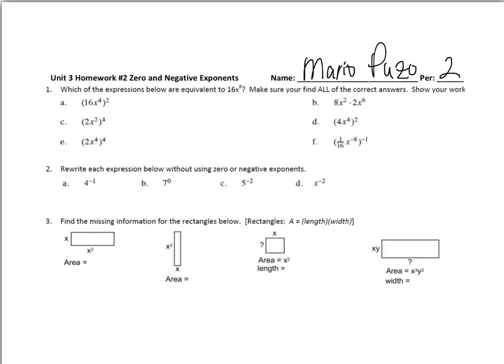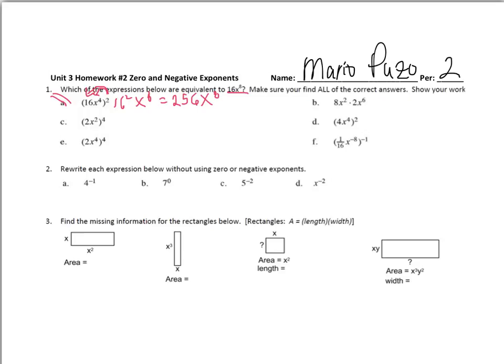I take this 2 when it's in a parenthetical expression and I multiply it times everything inside. So 16 squared x to the 8th, well that's correct, but 16 squared is 256 x to the 8th, which is not 16x to the 8th, so the answer is not A.